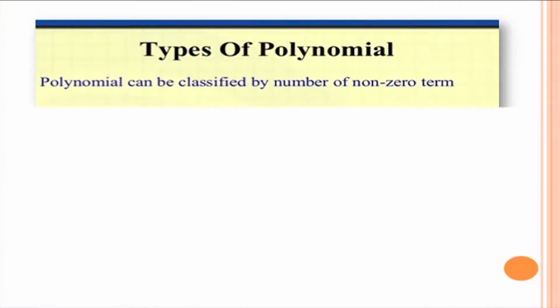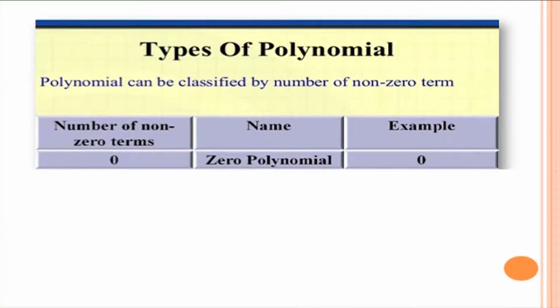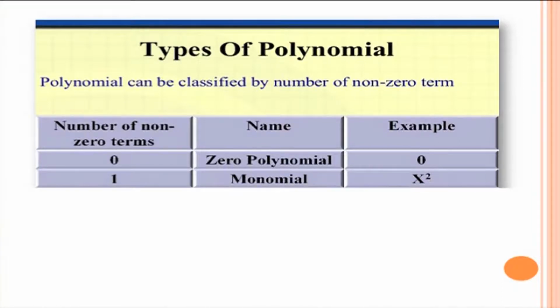A polynomial can be classified by the number of non-zero terms. If the number of non-zero terms is 0, it is called a zero polynomial and the example is 0 itself. When the number of terms is 1, it is called a monomial and an example would be x square.